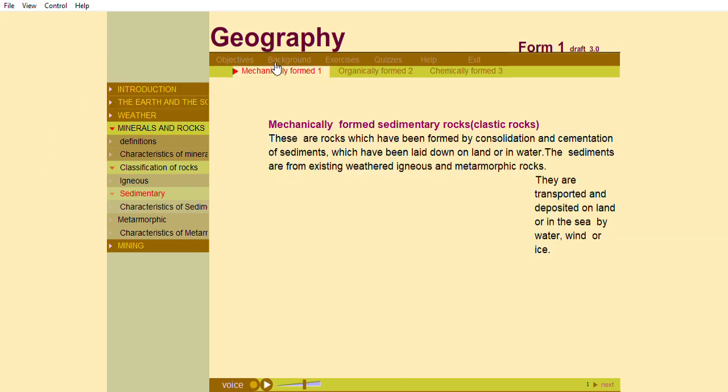Mechanically formed sedimentary rocks, or clastic rocks. These are rocks which have been formed by consolidation and cementation of sediments which have been laid down on land or in water. The sediments are from existing weathered igneous and metamorphic rocks. They are transported and deposited on land or in the sea by water, wind, or ice.